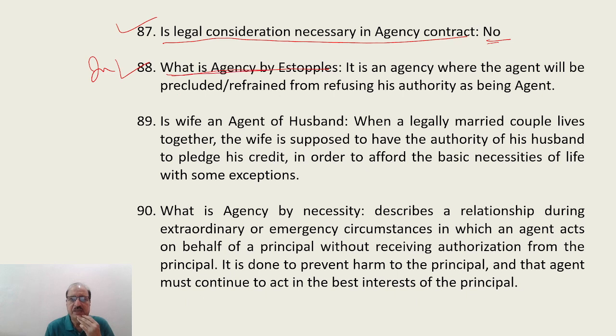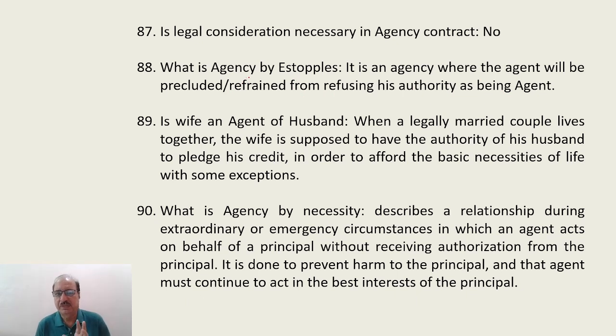Very important. Agency by estoppel means it is an agency where the agent will be precluded or refrained from refusing his authority as being an agent. Means if a principal has employed a person to work on his behalf and the agent has done something wrong, illegal, and later on he says, I am not his agent. He is refusing his authority as being an agent. Then that is called agency by estoppel. Here, the agent is refrained from saying ki I am not the agent of the principal. This is called agency by estoppel.